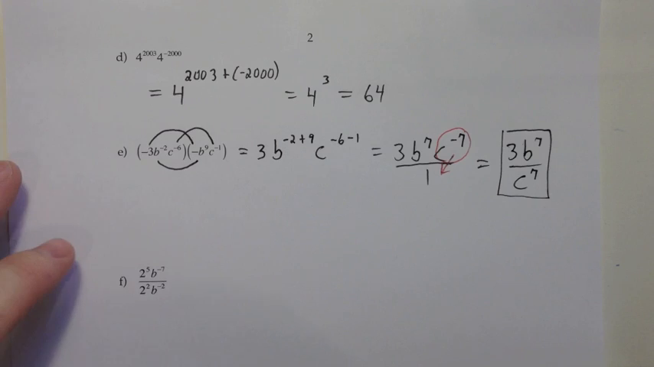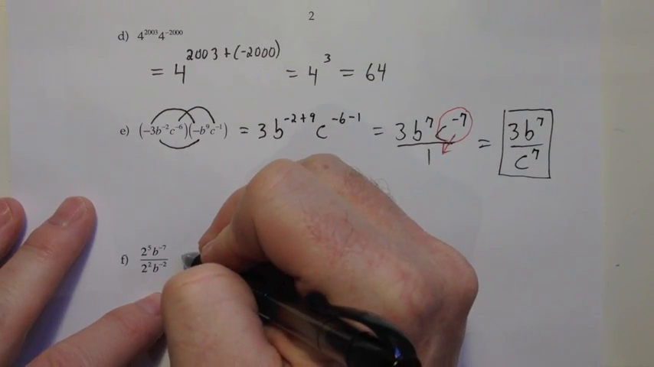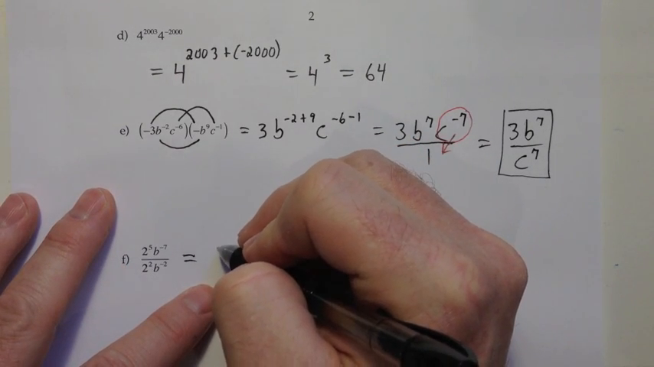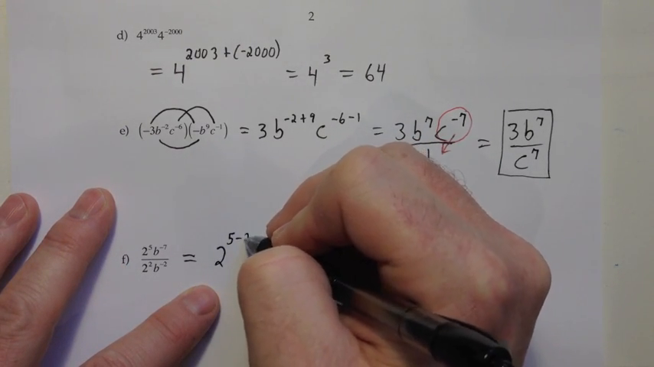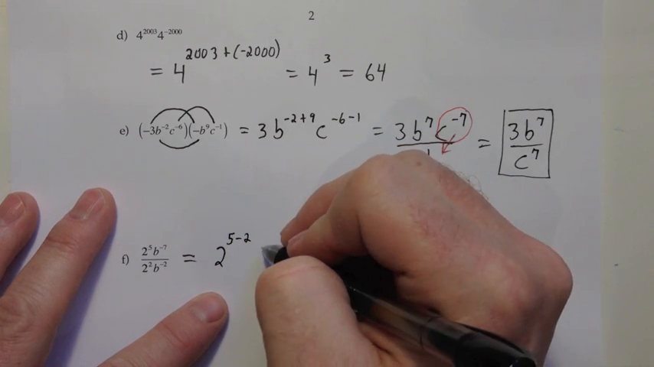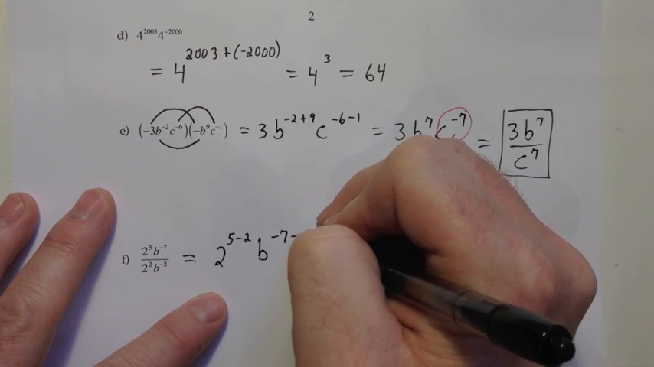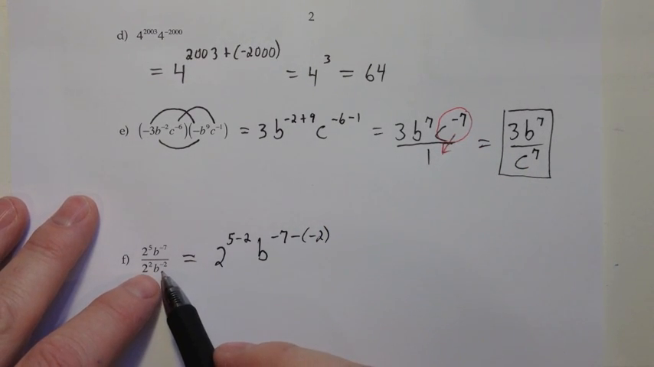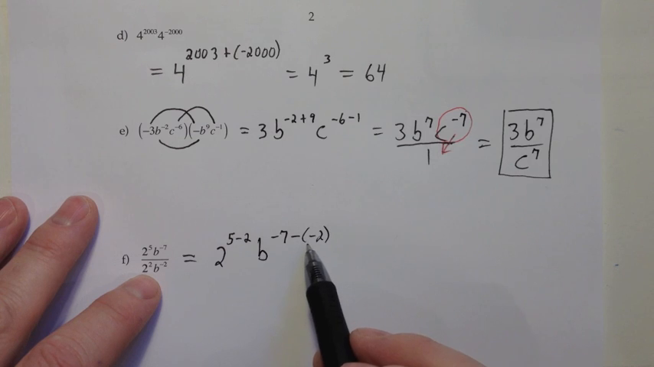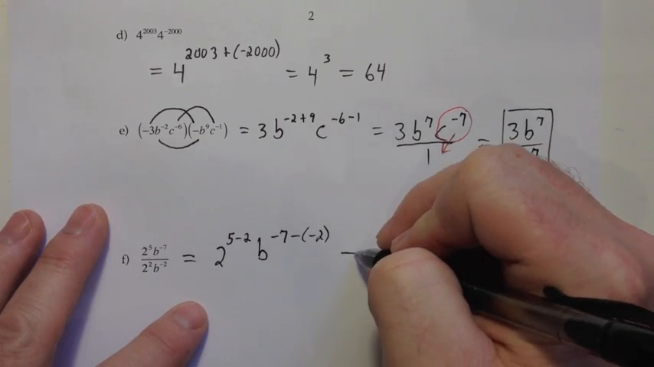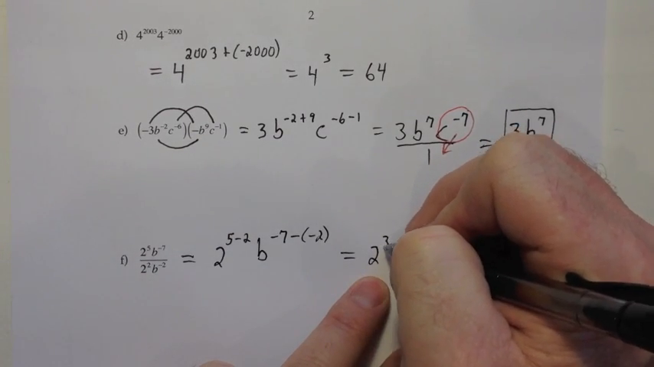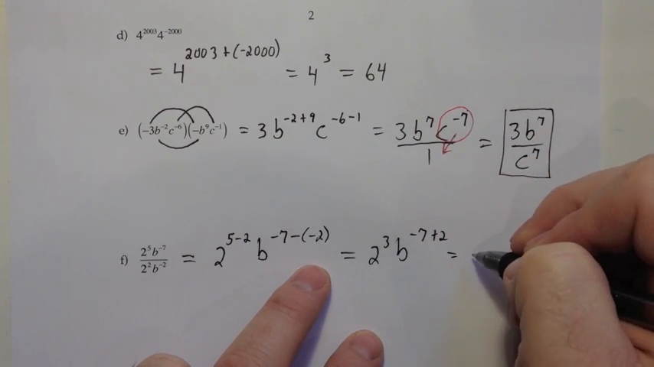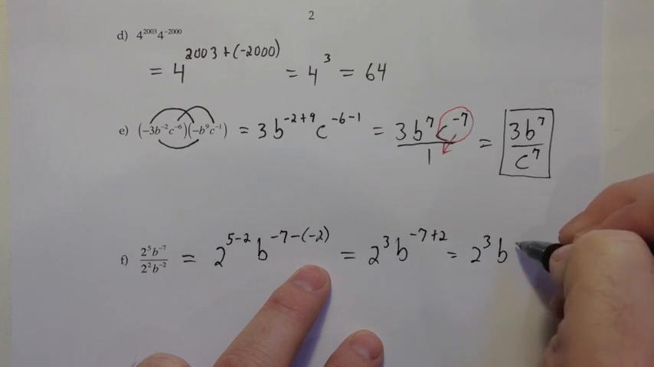Alright, let's try another one. So here, I'm going to go ahead and think about the exponent rules and say this is 2 to the 5 minus 2. When you're dividing, you can subtract exponents. And b to the negative 7 minus 2. I'm subtracting because it's division, and then there's another negative that was already on the exponent, so you've got to be careful there. You do get two negatives. And then that's 2 to the 3rd. And let's see, that would be b to the negative 7 plus 2, or 2 to the 3rd times b to the negative 5.